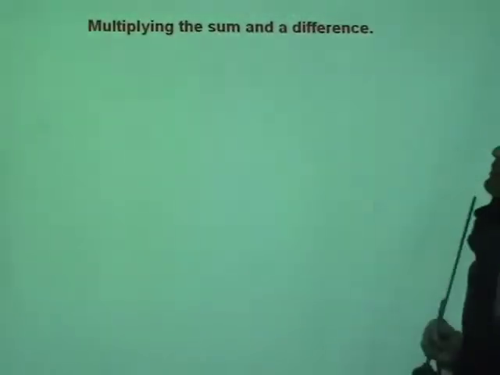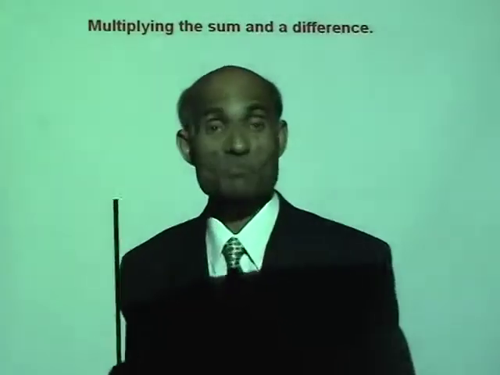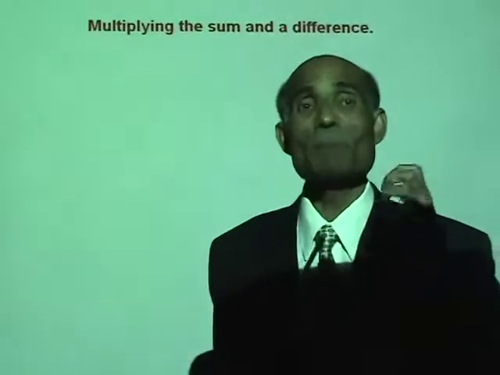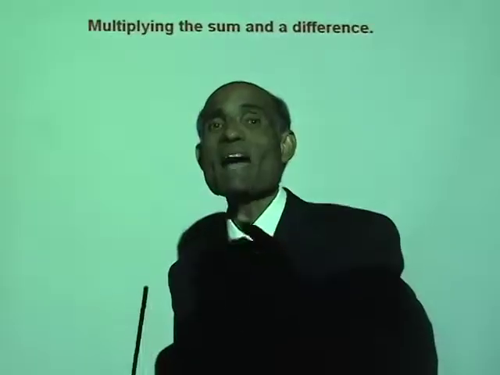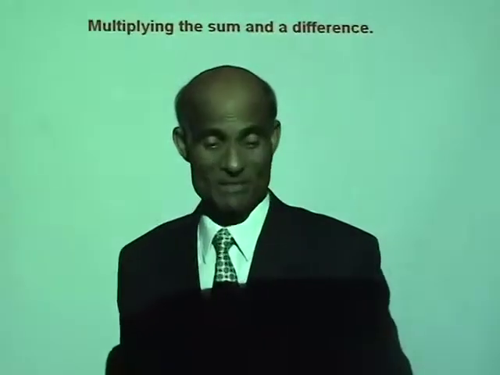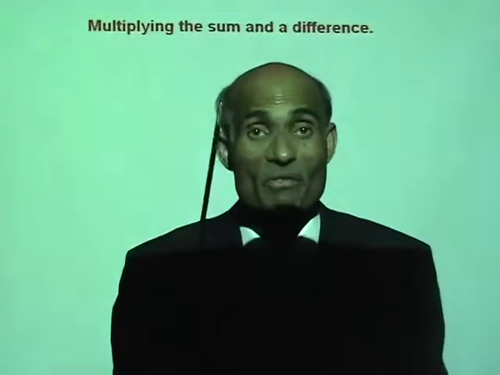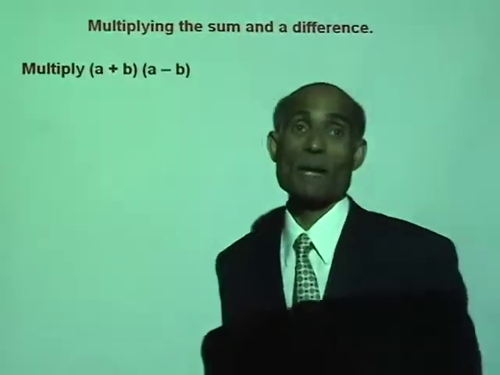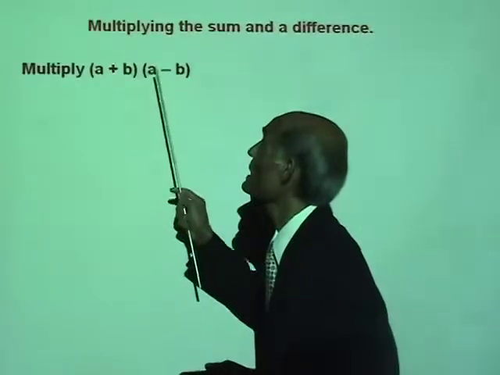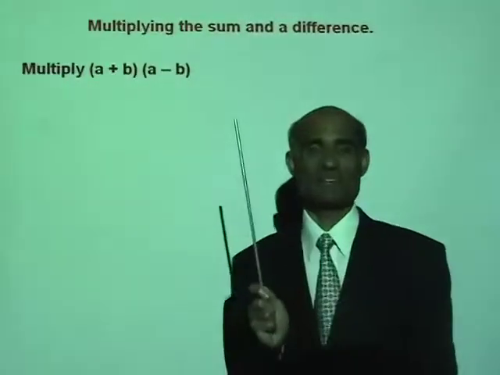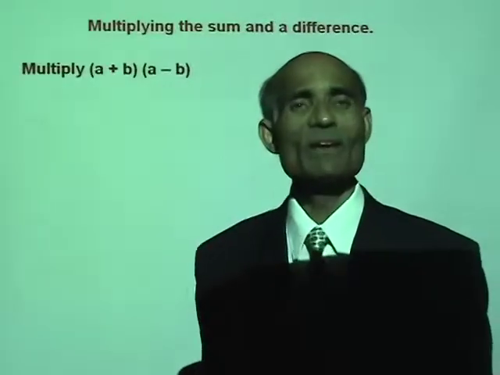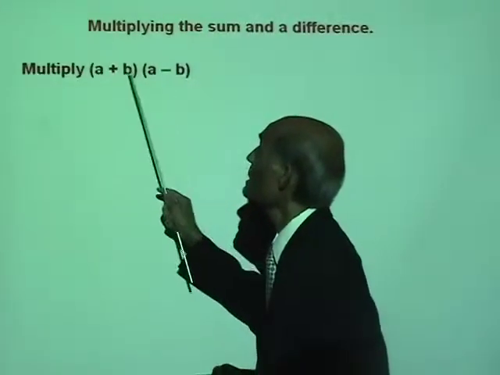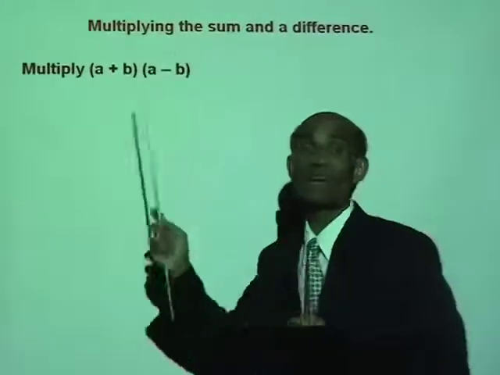Okay. Now we will look at another special product, a very important class of special product. It's called multiplying the sum and a difference. Multiplying the sum and a difference. Listen to this carefully and learn it. We will use it all along our course. Alright, multiply a plus b times a minus b. Can you multiply that the normal way? What is the normal way? A multiplied by a minus b plus b multiplied by a minus b.